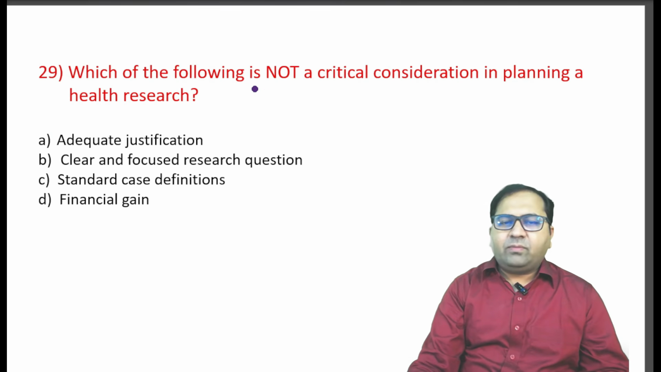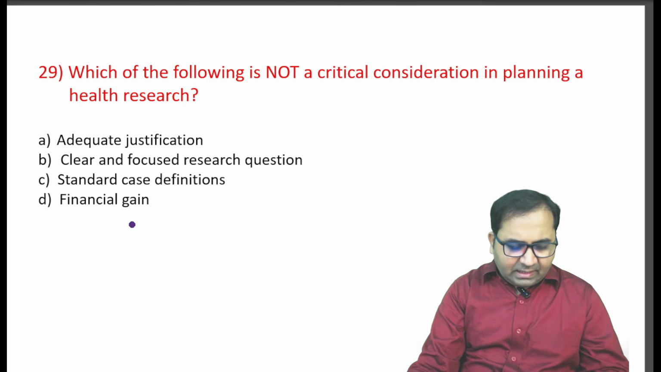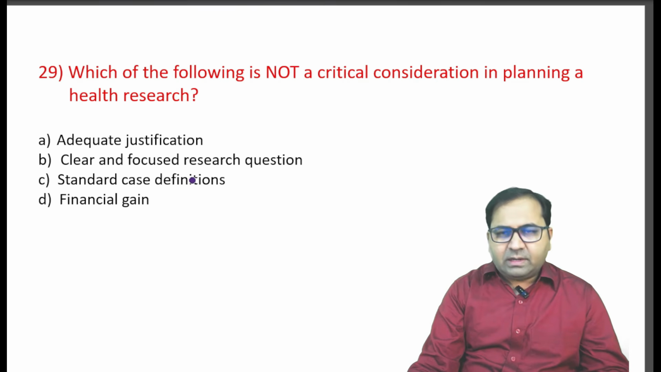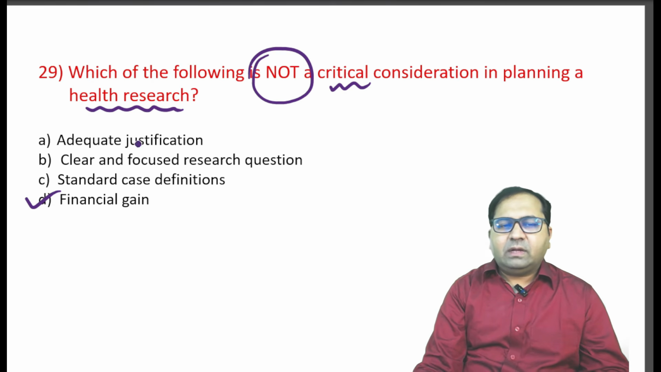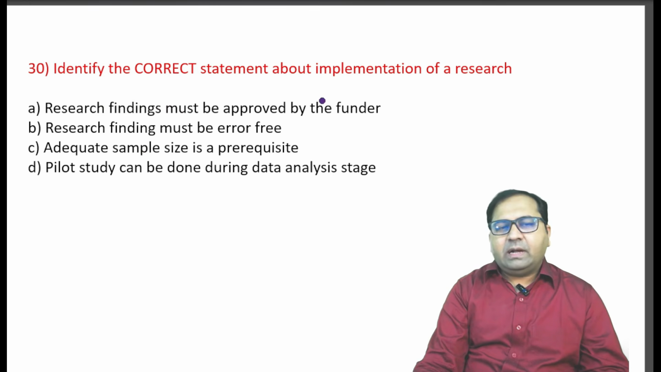Next question. Which of the following is not a critical consideration in planning a health research? The options are A, adequate justification, B, clear and focused research question, C, the standard case definition, and D, the financial gains. So which is not a critical consideration? Whenever you are doing health research, you should not think of financial gain. The rest of the things you can think of: adequate justification, clear and focused research question, standard case definitions, but not the financial gain.